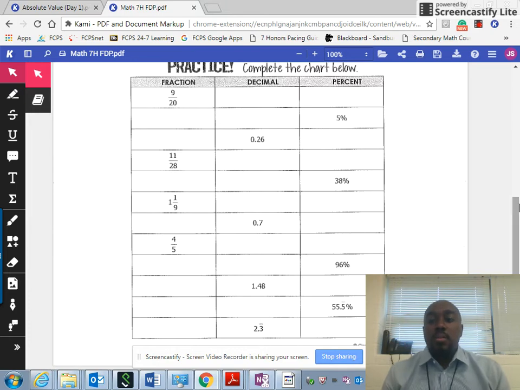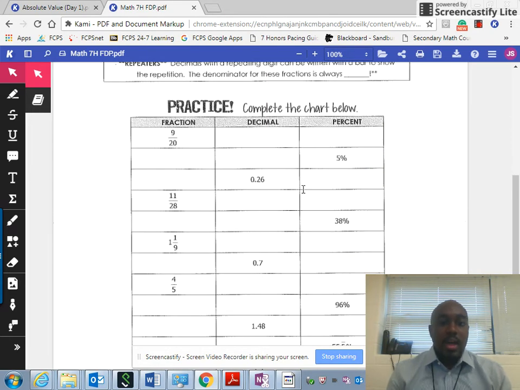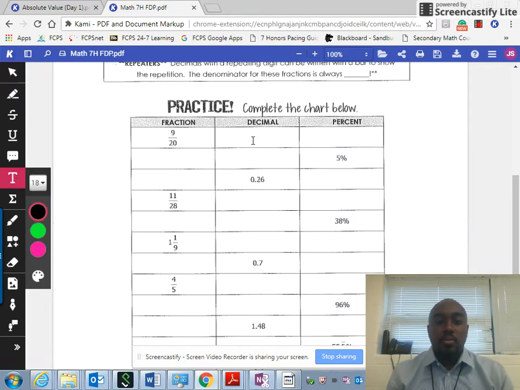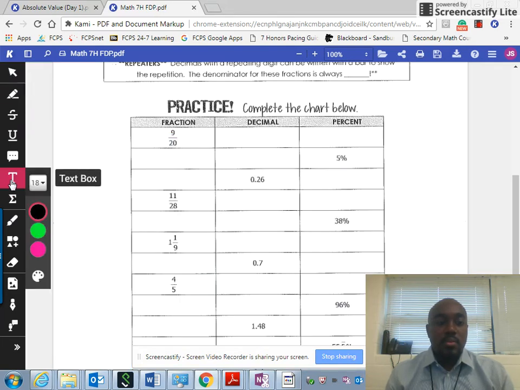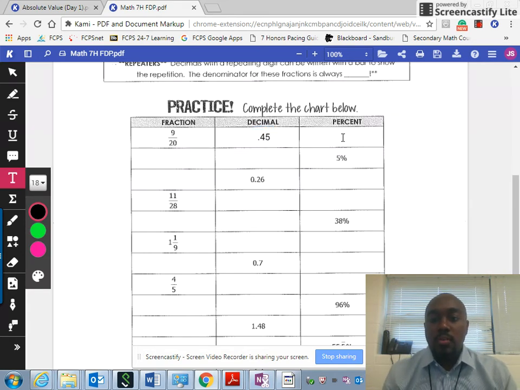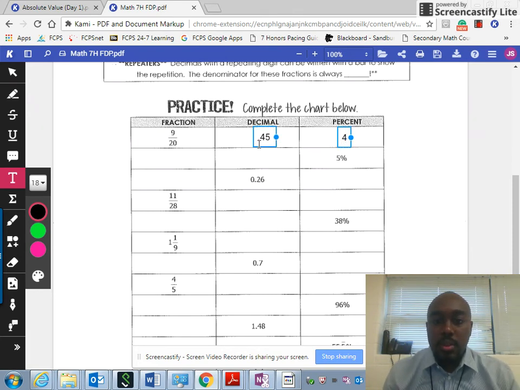So now we're going from fraction to percent. We have to remember, we have to divide the numerator by the denominator. So when we divide 9 by 20, we end up with 0.45, and when we change 0.45 into a percent, from a decimal to percent, we're going to move it 2 places to the right, 1, 2, and it then becomes 45%.